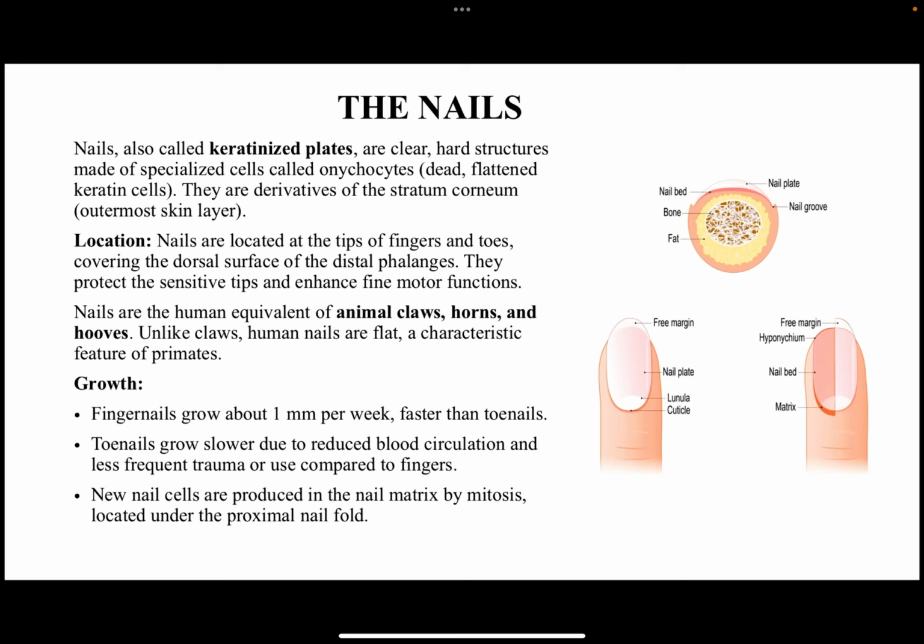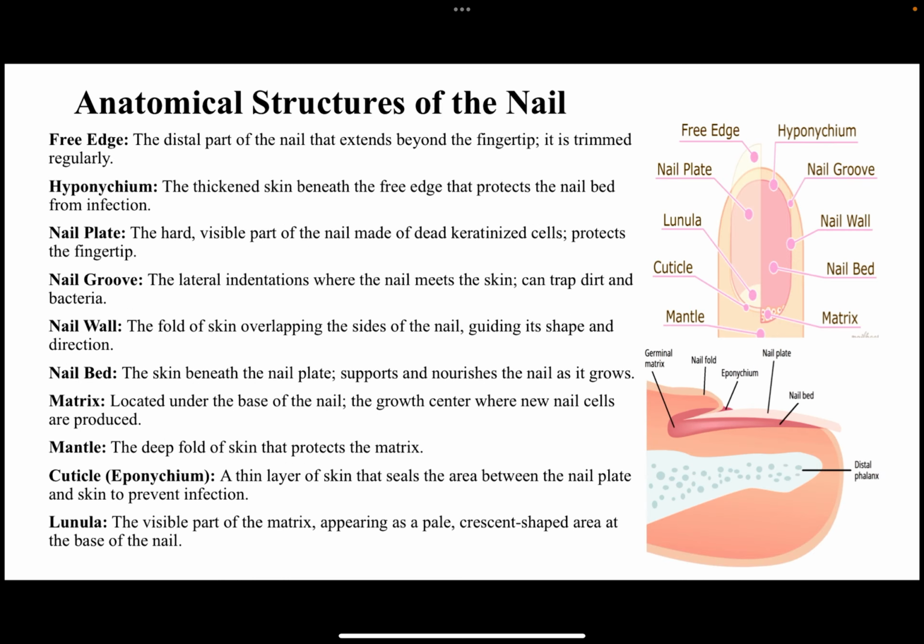The fingernails grow about 1 millimeter per week, faster than the toenails. Toenails grow slower due to reduced blood circulation and less frequent trauma or use compared to fingers. New nails are produced in the nail matrix by a process called mitosis, located under the proximal nail fold.